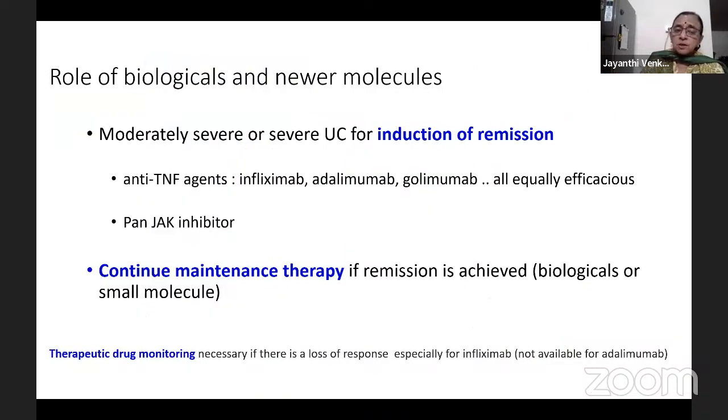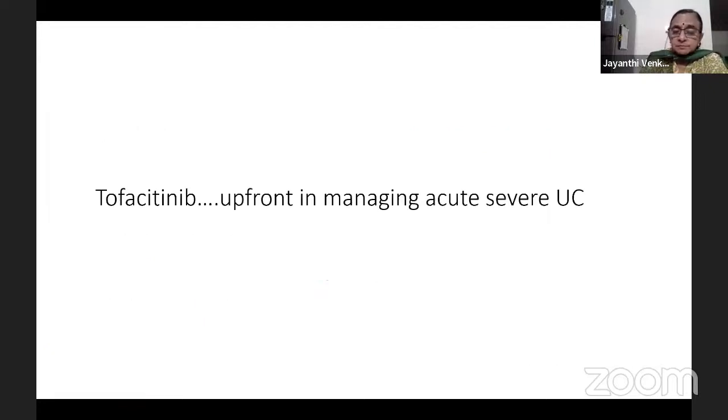So currently, the role of biologicals and newer molecules will be in induction as well as for maintenance of remission in patients with moderate to severe ulcerative colitis. And many of the times now, we are able to maintain all these patients also with some of these drugs. However, patients on infliximab and adalimumab may require therapeutic drug monitoring, as over a period of time, there can be a loss of response, especially with infliximab.